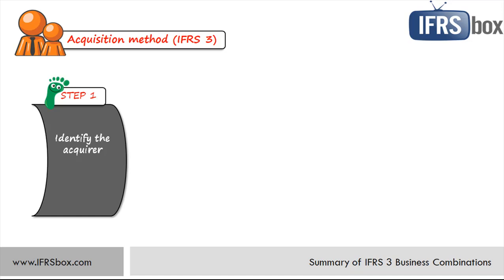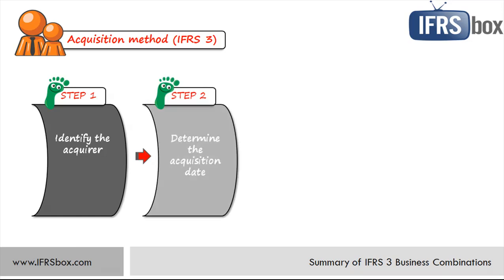Or reverse acquisitions might cause confusion too. It's when a smaller company buys a bigger company. Step number 2, determine the acquisition date. It's the date on which the parent acquires control over the subsidiary and starts applying the acquisition method. In most cases, it's the closing date, but it can be earlier or later.